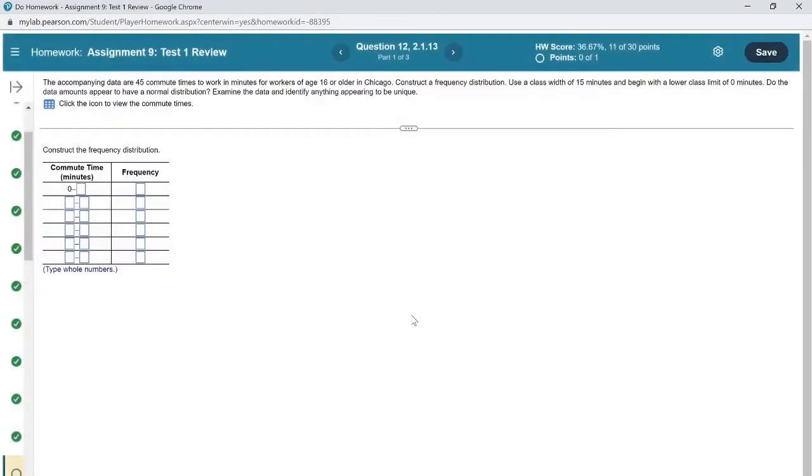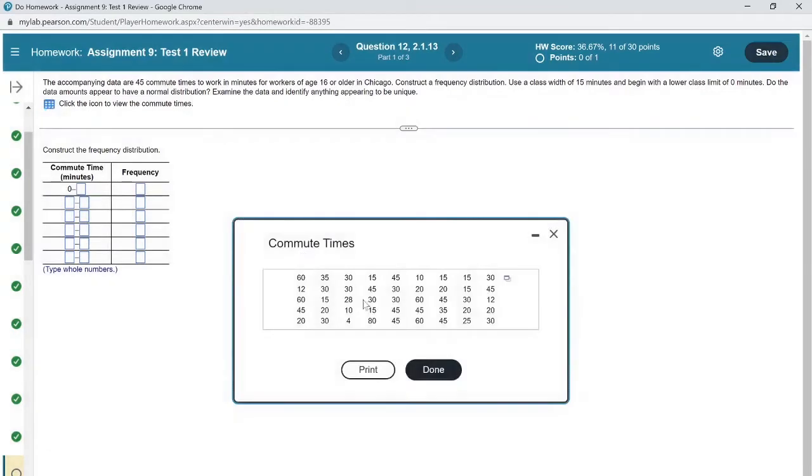Okay, let's go to the next problem. Problem 12 here. The data is given here. This data is actually 45 commute times, so it represents time in minutes, for a worker of age 16 or older in Chicago. Construct a frequency distribution, using a class width of 15 minutes.